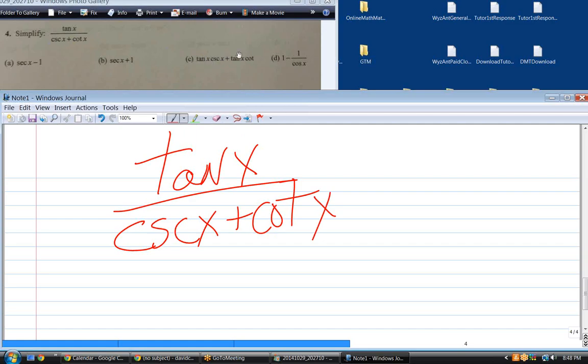Factor a tangent out of C. What do you get left over? You get tangent x and then cosecant x plus cotangent in the numerator. Well, here it's in the denominator. So it's not C. In other words, sometimes you can prove that that is not equal to that quite easily. Okay? So it could be A, B, or D.